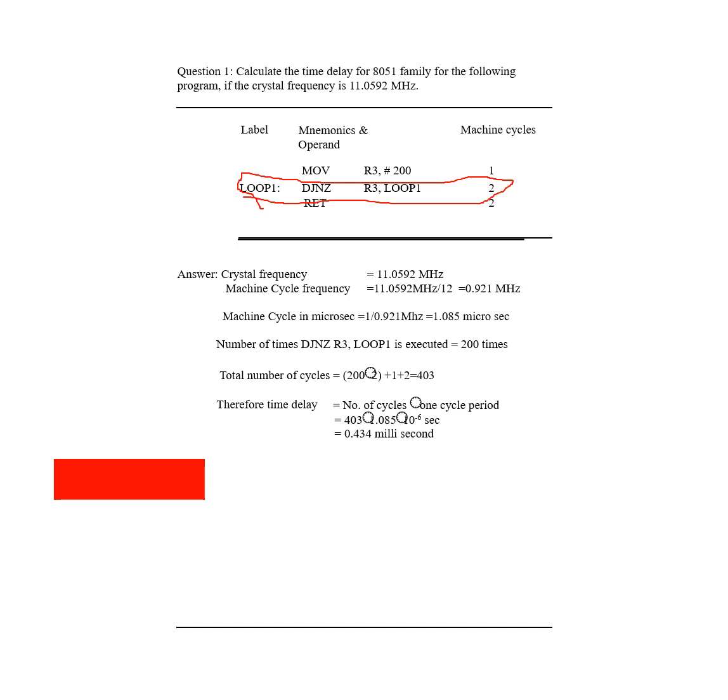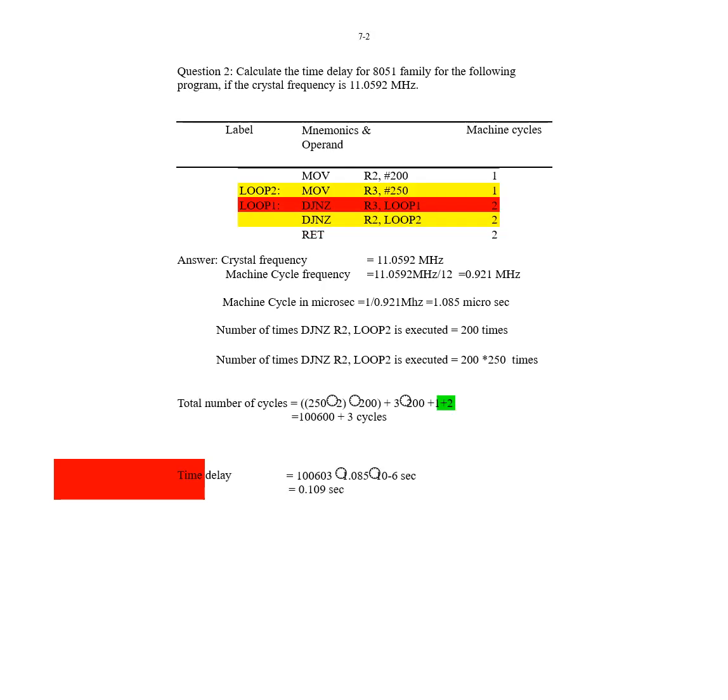So this type of question may come in the exam. First you have to calculate the machine cycle frequency, then the machine cycle in microseconds, then how many times a loop is executed, then the total number of cycles. Then from that you can calculate the time delay. Here you have to put the maximum value. What is the maximum value? 255. So here you put 255, here 255, and here 255, then you calculate and you will get the answer.